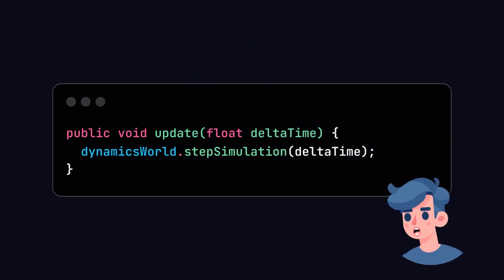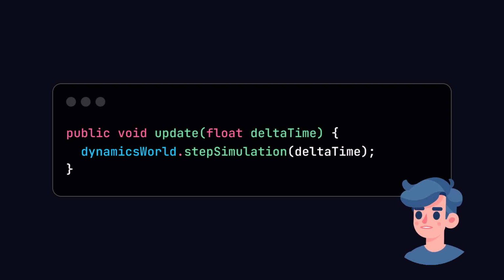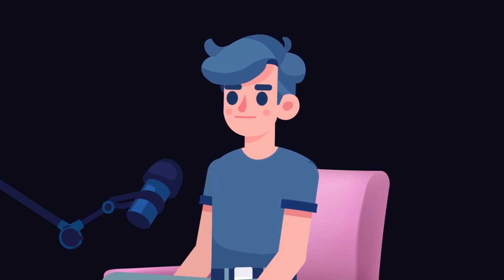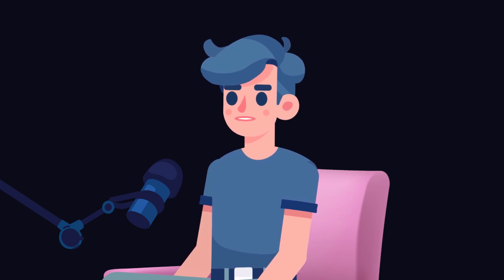Next, we need to update the physics simulation. The physics world operates in discrete steps, so we will set up a loop that updates it accordingly. The update method takes a delta time, which represents the time passed between each frame. This method updates the entire physics simulation, moving the bodies through space based on applied forces and collisions.